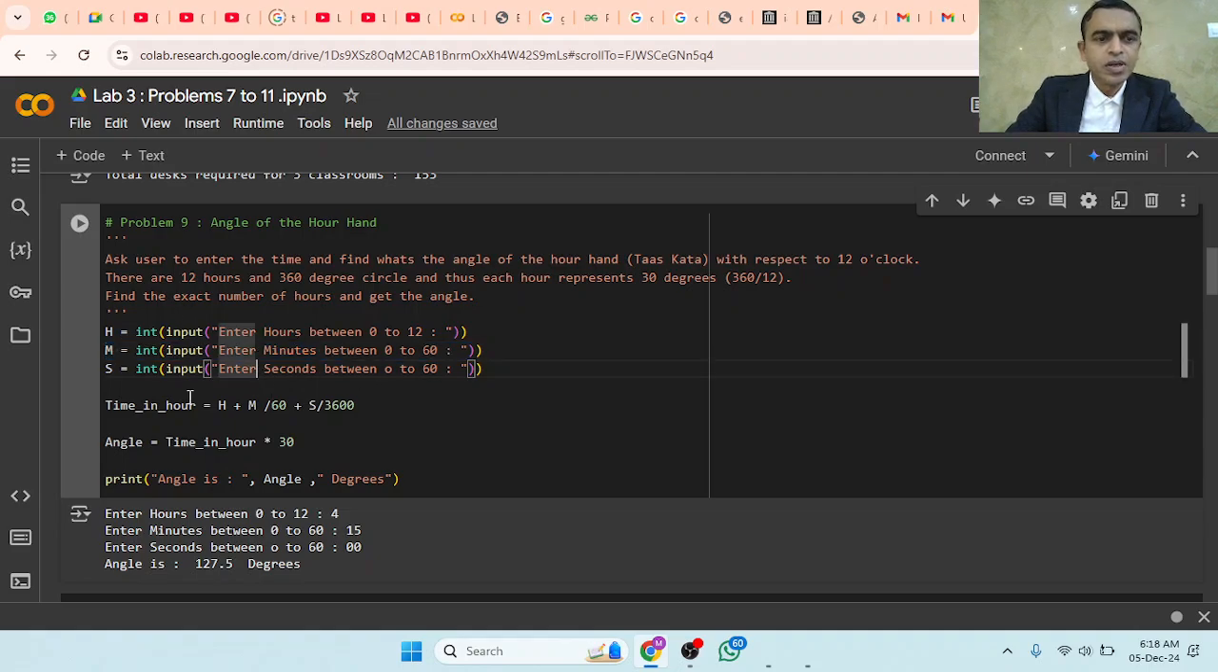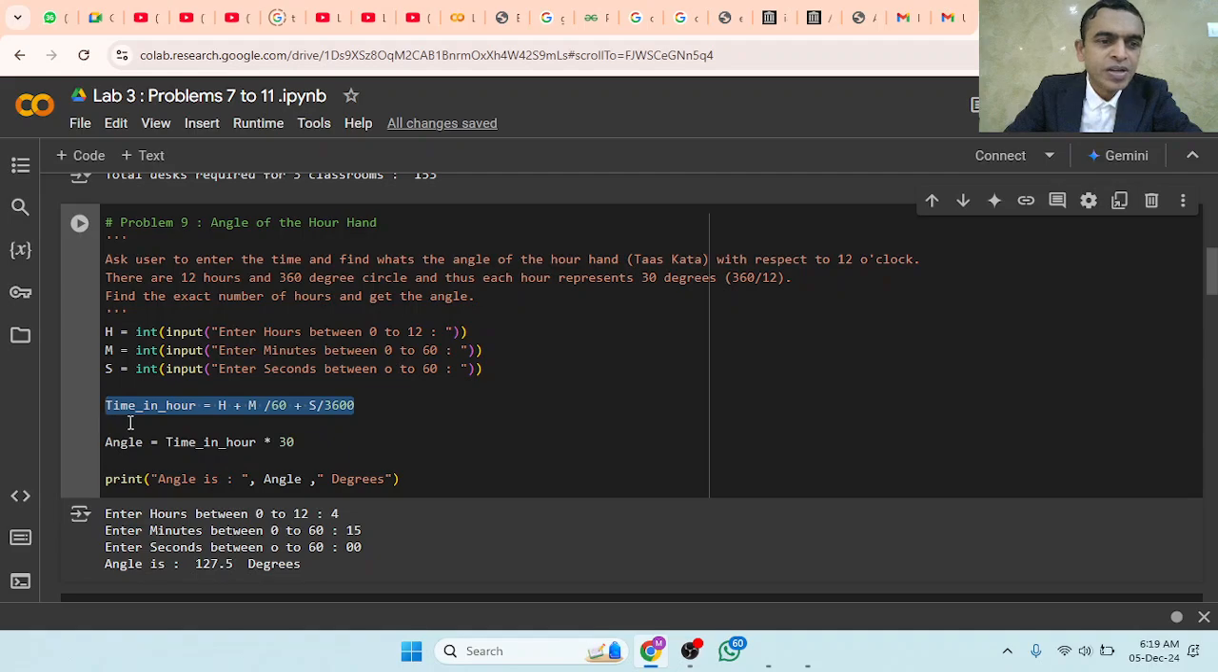So now, what is the time in hours? We want to find the total time. Hour is h, plus whatever minutes are entered will contribute m divided by 60 hours to the total hour, so m by 60, and plus s by 3600, that is 60 into 60. So the total time in hours now is h plus m by 60 plus s by 3600.